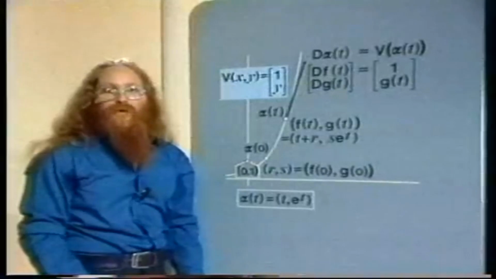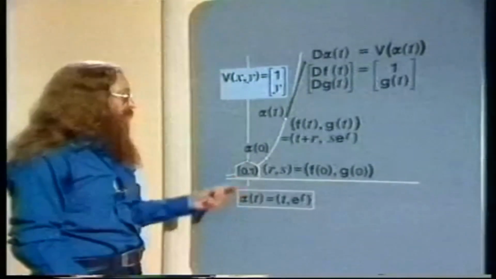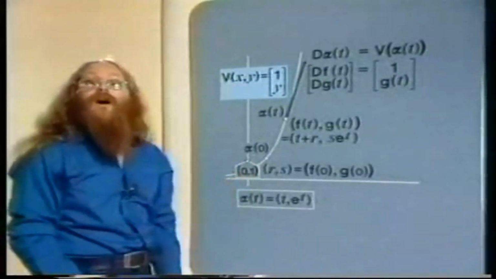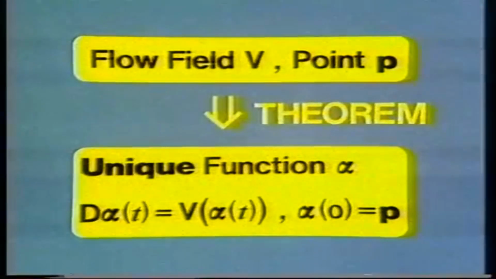and that is the uniqueness of flow functions. You see, here we have one flow function starting at the point 0, 1, but are there any others? Well, the answer is no. That's a part of our theorem which I left out earlier to simplify things. But it's a most important part of the theorem. The full theorem actually gives not only the existence of a flow function alpha, but also its uniqueness. There's one and only one function alpha satisfying the flow conditions.